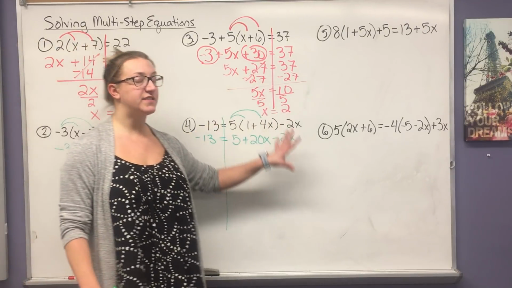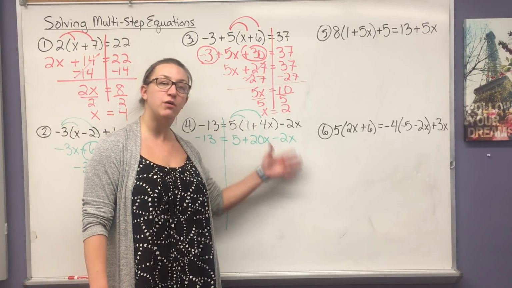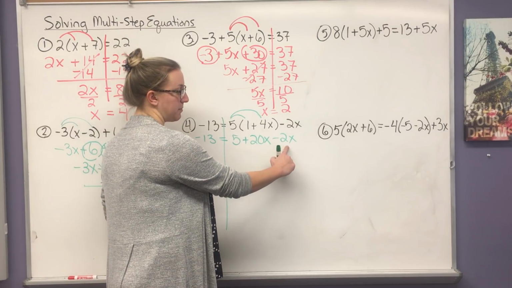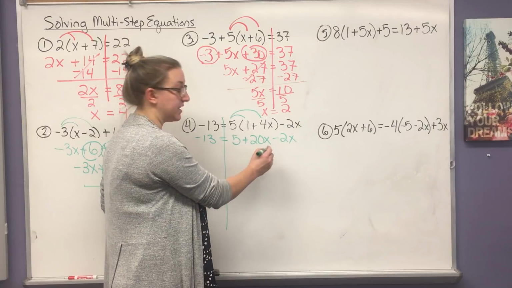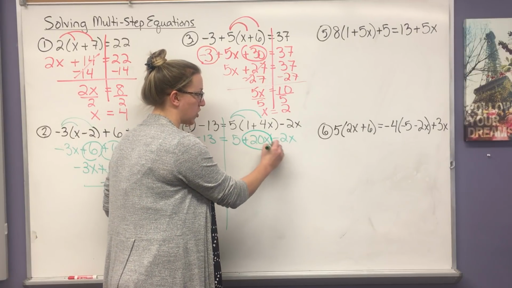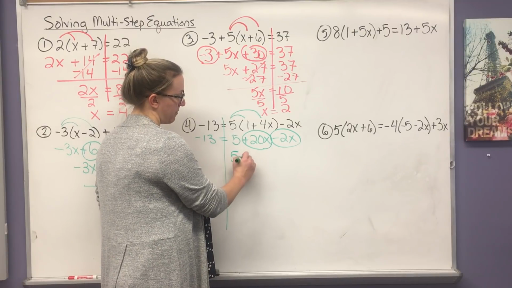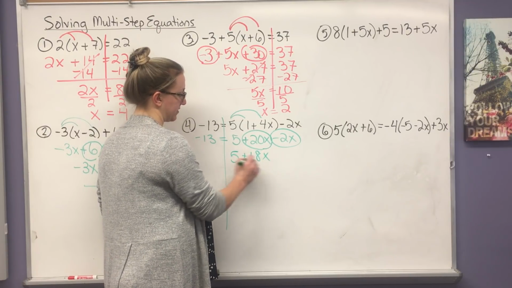Once again, on the right side, I just did distributive property. Now I'm going to check for combined like terms. 20x minus 2x is possible. They are like terms on the same side of the equation. So I'm left with 5 plus 18x.